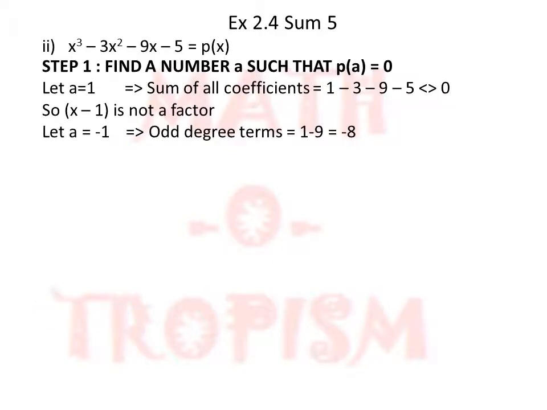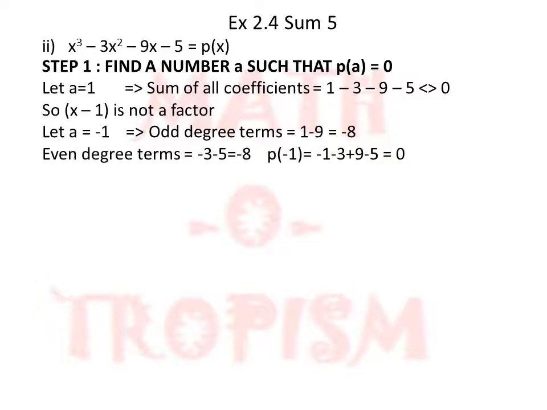So I need to now consider a is equal to minus 1. For minus 1, as we saw, we need to take the odd degree terms. So 1 minus 9, which is minus 8, and even degree terms, which is minus 3 minus 5, which is minus 8. So both are coming to minus 8, which means that p of minus 1 will be equal to 0, or x plus 1 is a factor.